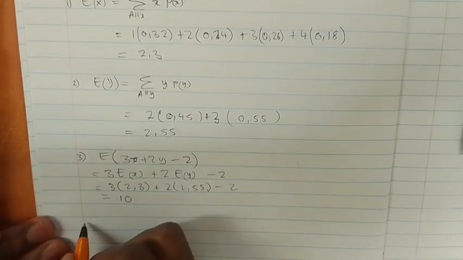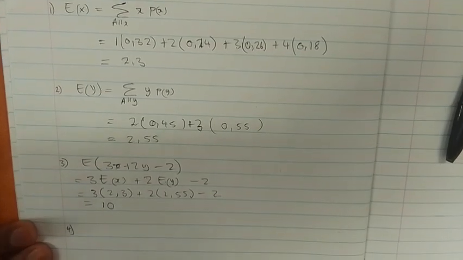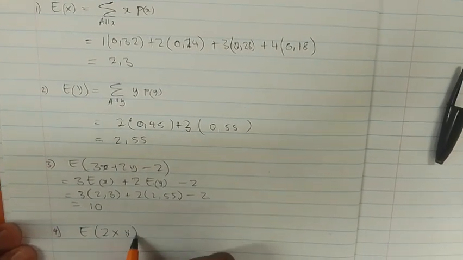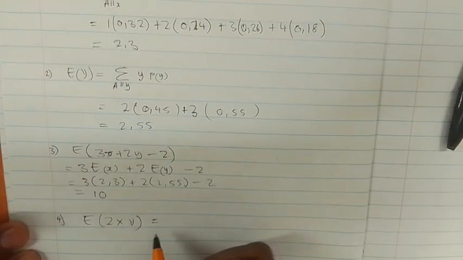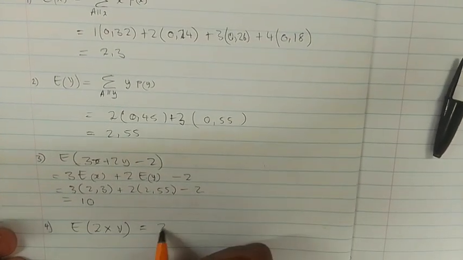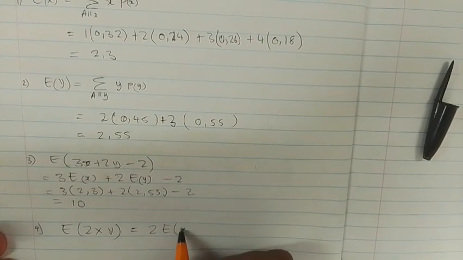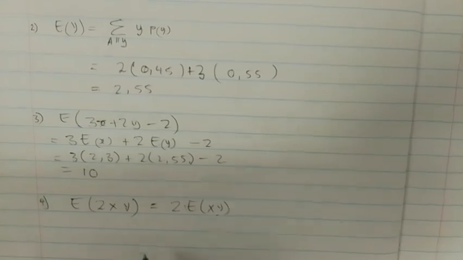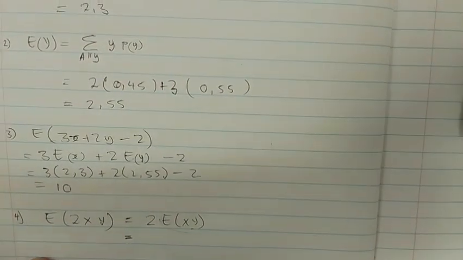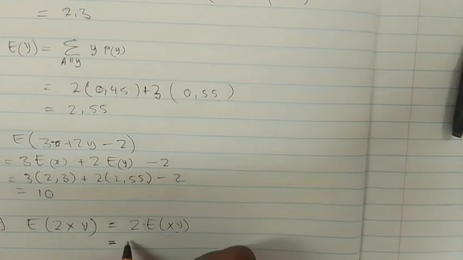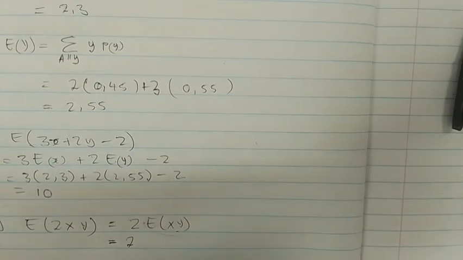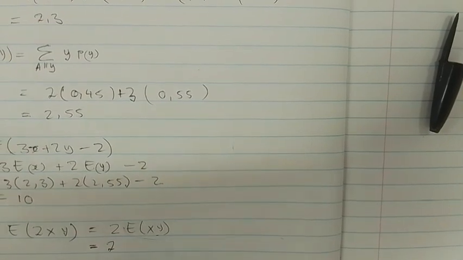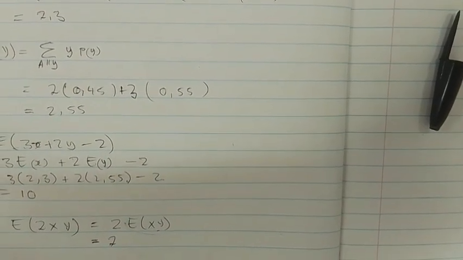Now, number 4 says you must calculate the expected value of 2xy. This can be written as, again, take the constant outside, 2 expected value of xy. And now you must focus here. How do you get the expected value of xy? You say this is 2, and then remember they are not independent. They didn't say they are independent, so you cannot use that one.